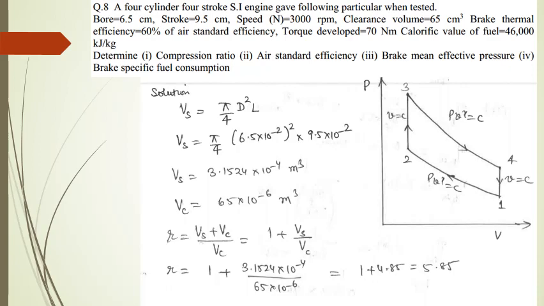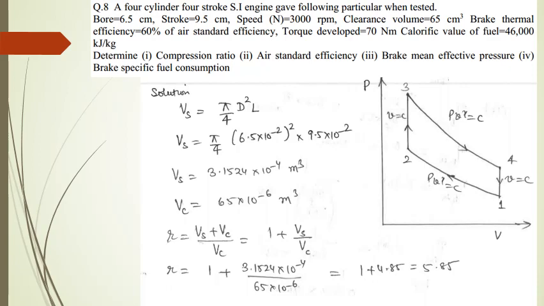A 4-cylinder 4-stroke SI engine gave the following particulars when tested: bore equals 6.5 cm, stroke equals 9.5 cm, speed equals 3000 rpm, clearance volume 65 cm cube, brake thermal efficiency 60% of air standard efficiency, torque developed equals 70 Newton meter, calorific value of fuel 46,000 kilojoule per kg. Determine the compression ratio, air standard efficiency, brake mean effective pressure, and brake specific fuel consumption.